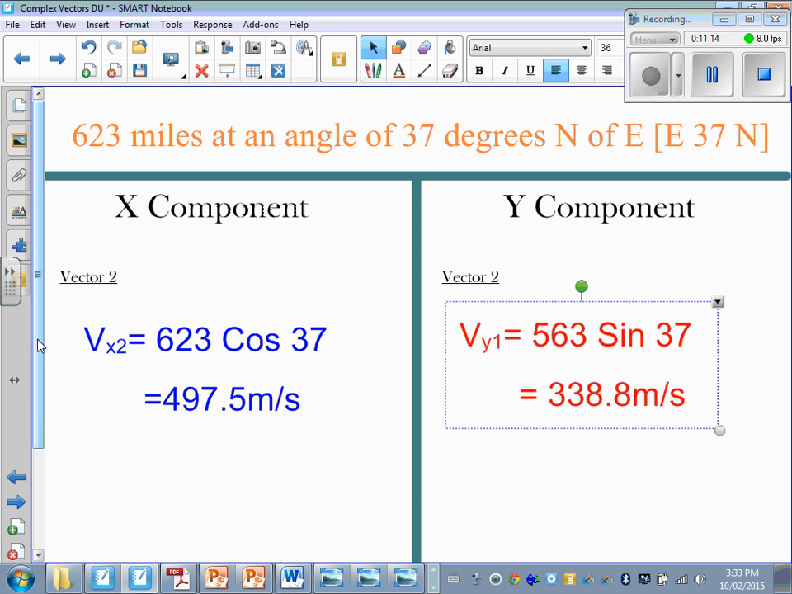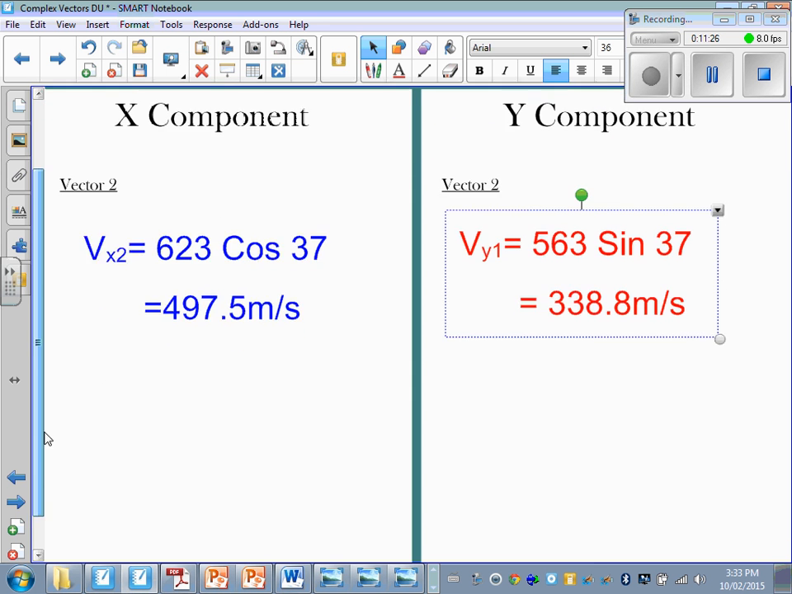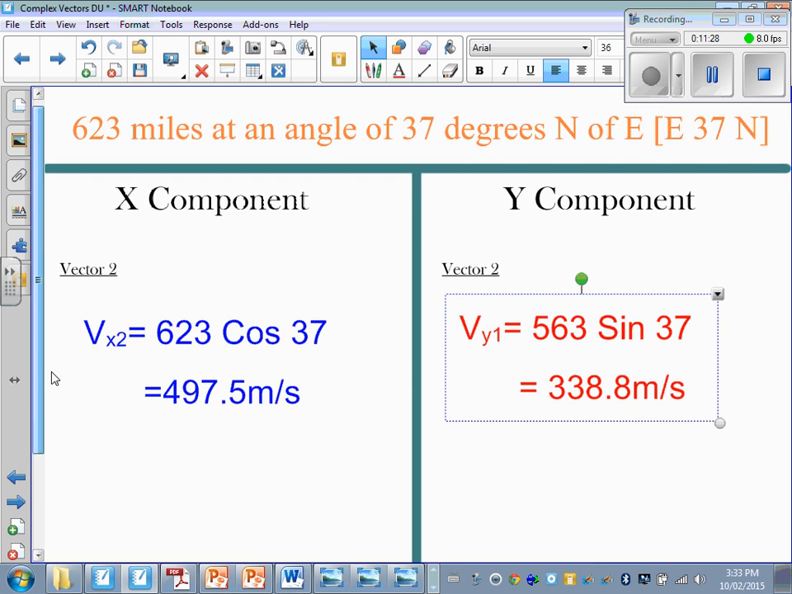Okay, the second one, if we work it out again, you're given 37 degrees and you're given 623. You simply use cos for x and sine for y. However, we need to be careful. Always double check it, and this is why you might find that doing the azimuth is easier, because the question is: is it a negative or a positive?